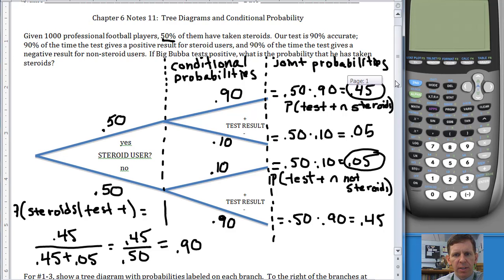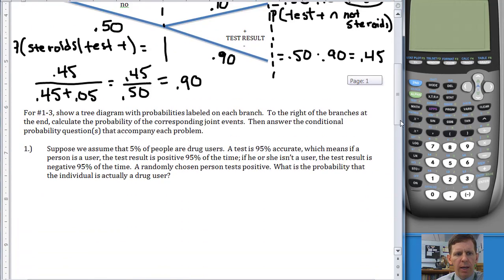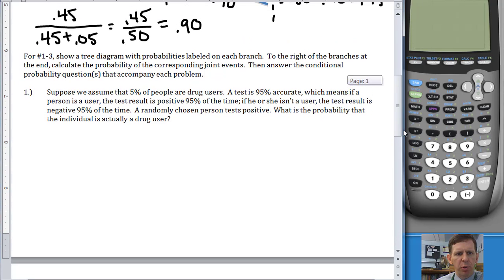Let's look at a second example. In this example, it says, suppose we assume that 5% of people are drug users. The test is 95% accurate, which means if a person is a user, the test result is positive 95% of the time. And if he or she isn't a user, the test result is negative 95% of the time. A randomly chosen person tests positive. What's the probability that the individual is actually a drug user?